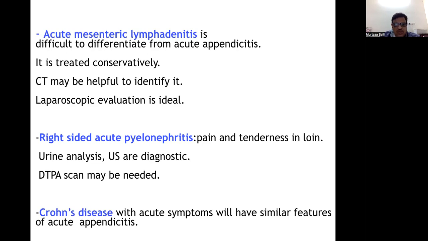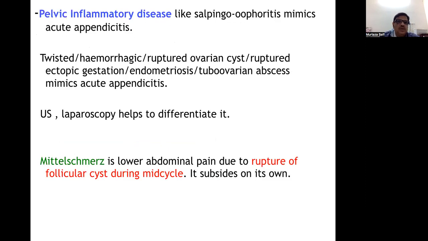Crohn's disease with acute symptoms will have similar features to acute appendicitis. Pelvic inflammatory disease like salpingitis may mimic acute appendicitis. Torsion, hemorrhagic rupture of ovarian cyst, ruptured ectopic gestation, endometritis, and tubo-ovarian abscess mimic acute appendicitis in females. Ultrasonography and laparoscopy help to differentiate it.